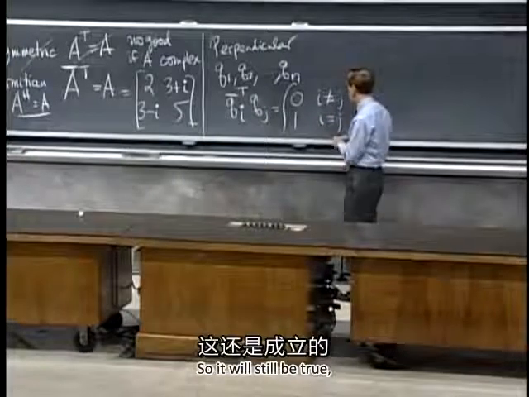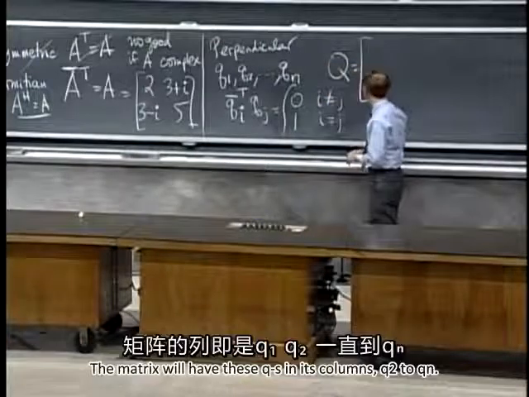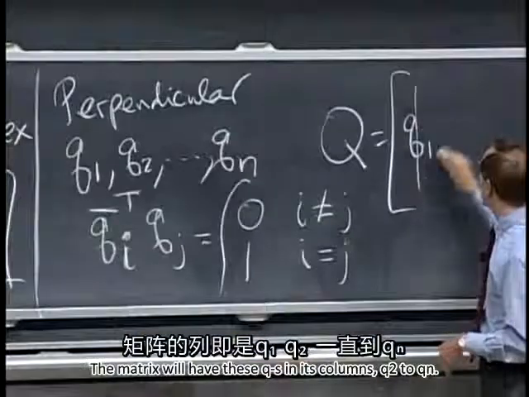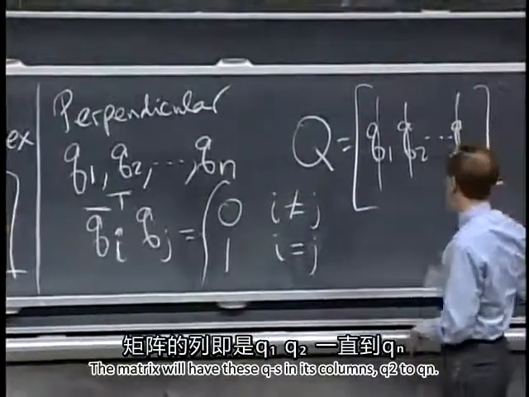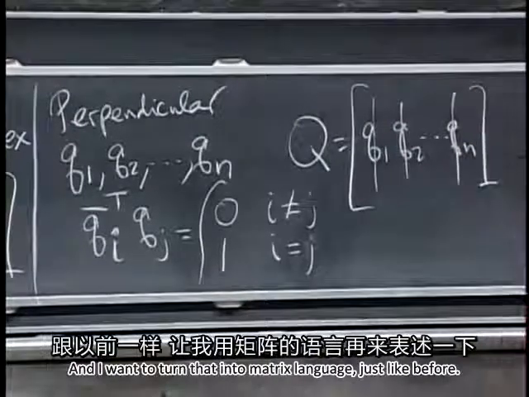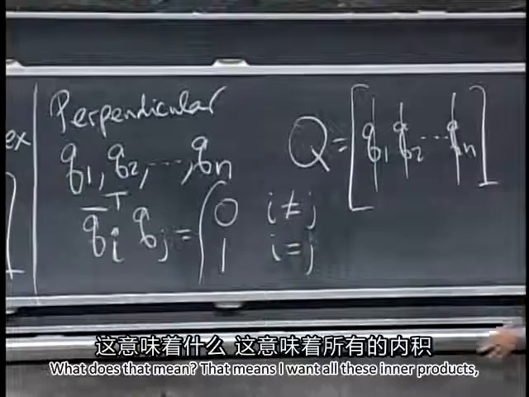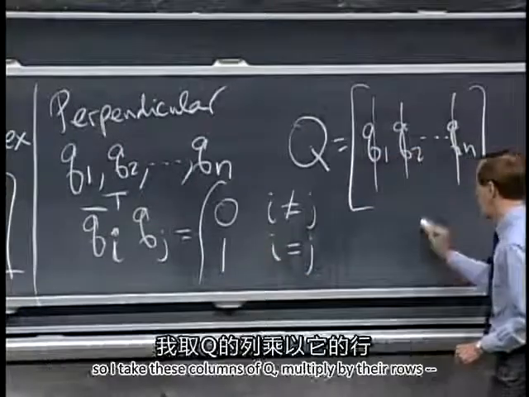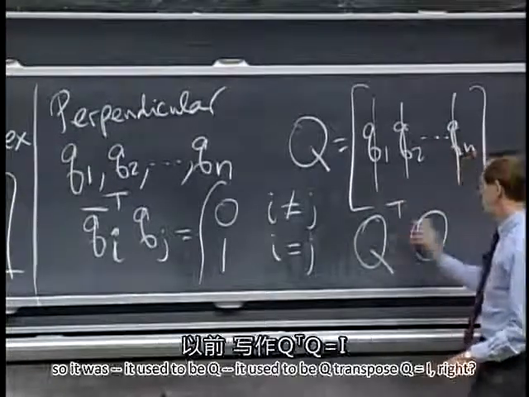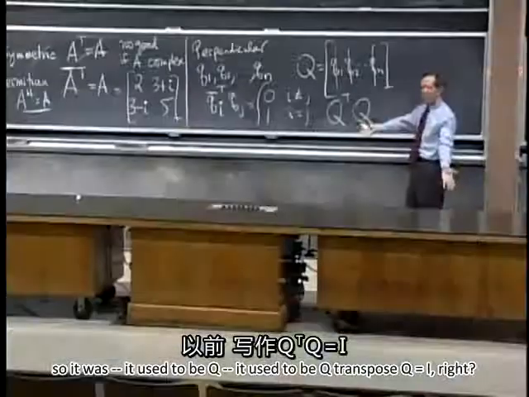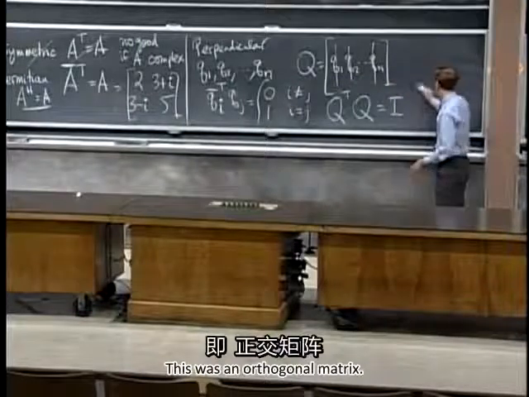So it will still be true. I'll create a matrix out of those guys. The matrix will have these Q's in its columns, Q1, Q2 to Qn. And I want to turn that into matrix language, just like before. What does that mean? That means I want all these inner products. So I take these columns of Q, multiply by their rows. So it used to be Q transpose Q equals I, right? This was an orthogonal matrix.